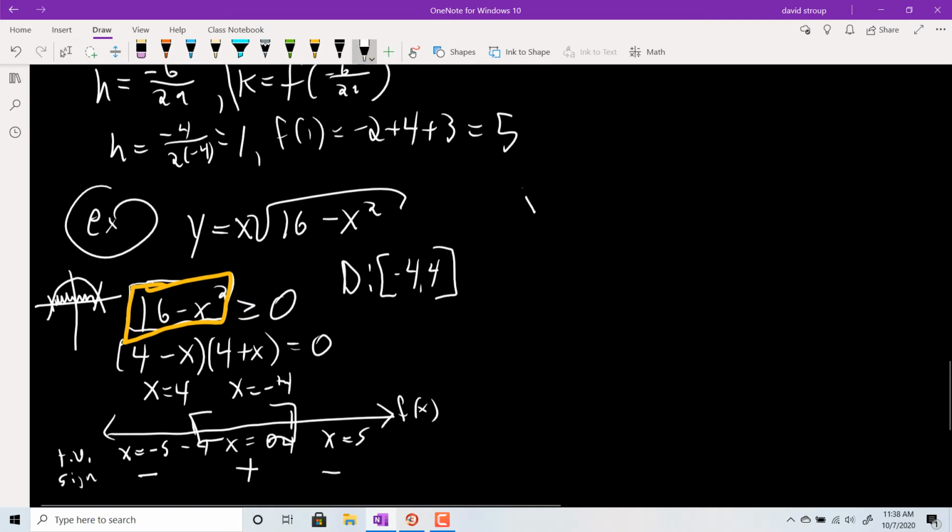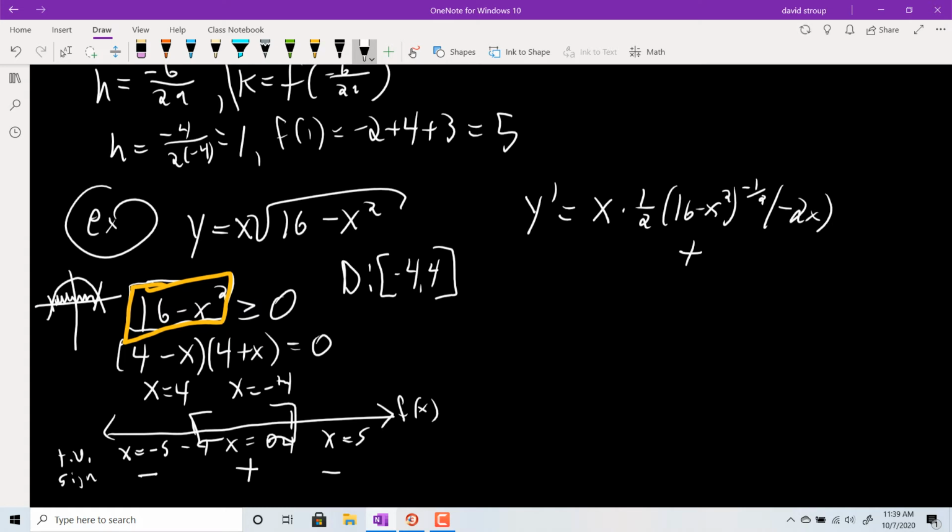So let's find the derivative. y prime is, leave x alone, take the derivative of this thing, 1/2 times 16 minus x squared to the negative 1/2 times negative 2x. And then plus, take the derivative of x, and leave the rest alone. Okay. I'm going to clean it up a bit.